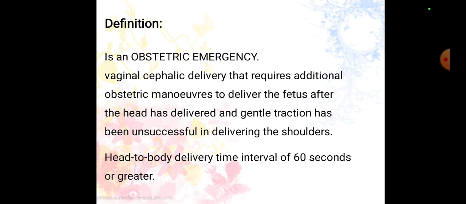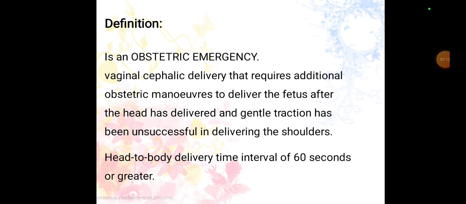Definition: it is an obstetric emergency, defined as vaginal cephalic delivery that requires additional obstetric maneuvers to deliver the fetus after the head has delivered, and gentle traction has been unsuccessful in delivering the shoulders. There are many definitions of shoulder dystocia. This is the first. Shoulder dystocia, as we know, occurs in vaginal cephalic delivery.